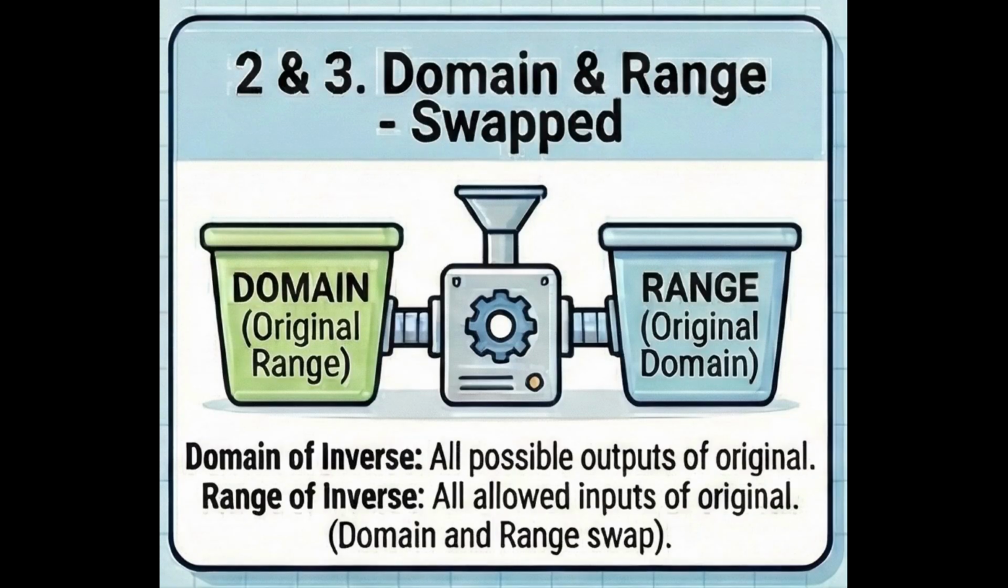This is one of the most important ideas. When you take an inverse, the domain of the inverse becomes the range of the original. The range of the inverse becomes the domain of the original. Think of it like flipping the input and output doors of a machine. Every value that used to come out must now be allowed to go in.